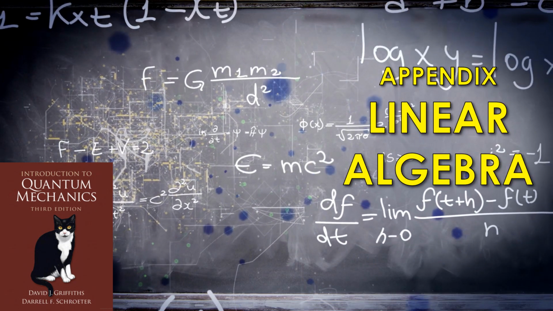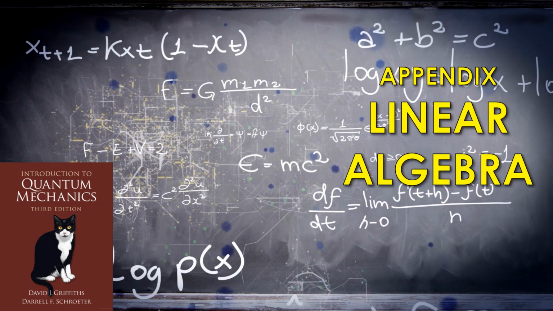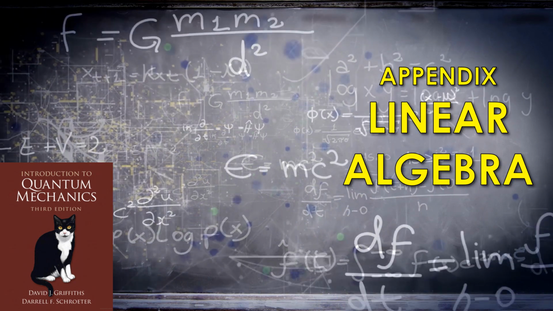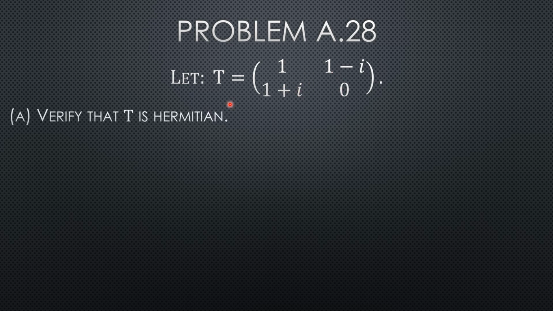Trace and determinant invariance. The hidden beauty of matrix diagonalization via similarity transformations. In our problem today, A.28, we're told to let T equal some complex valued 2 by 2 matrix as seen here. In part A, we wish to verify that T is Hermitian.